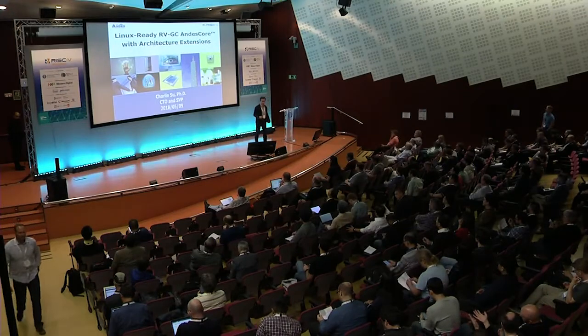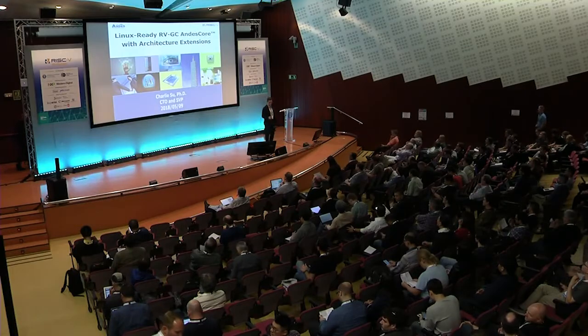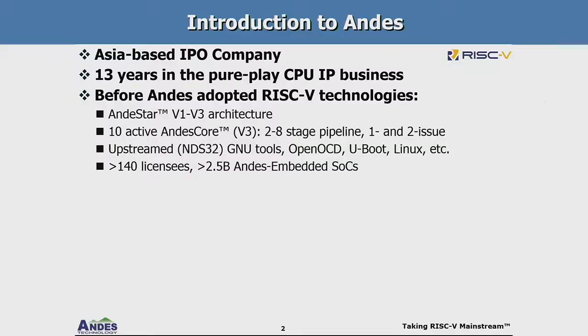So today I'm going to talk about Linux-ready RV64GC AndesCore with architectural extension. I didn't know that Chuanhua also has some introduction about Andes, so let me skip this part. What I want to stress is that before we adopted RISC-V, we had 10 active AndesCore V3 cores, and we upstreamed all the major tools: GNU tools, OpenOCD, U-Boot, Linux, and so on.